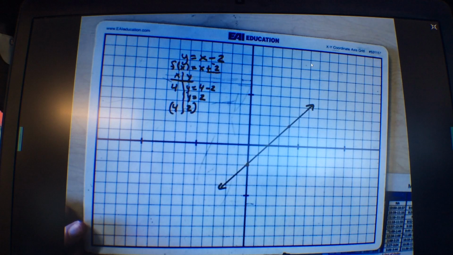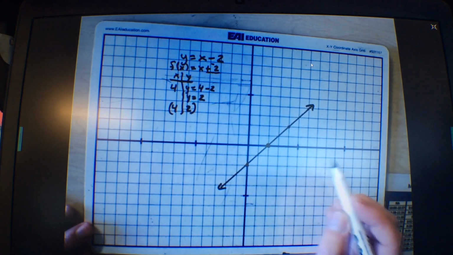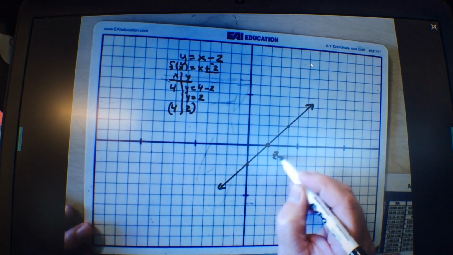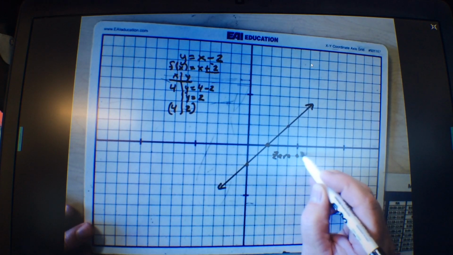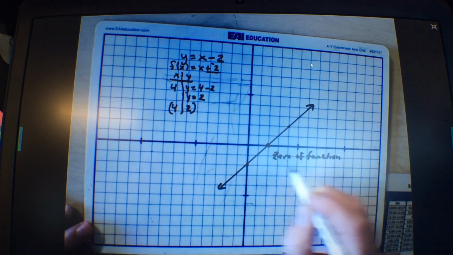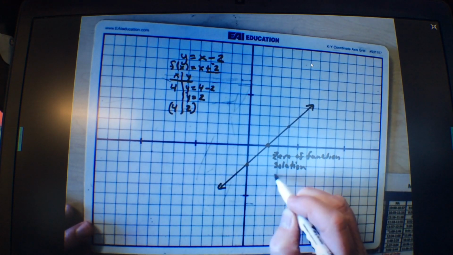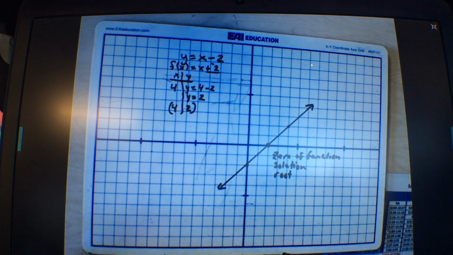All right. Everybody see my line? See this point right here? That point right there is very important. This is called a zero of the function. He's also called a solution of the function. He's also called a root of the function. He's so important, we give him 3 different names. He can be called a solution, a zero, or a root.